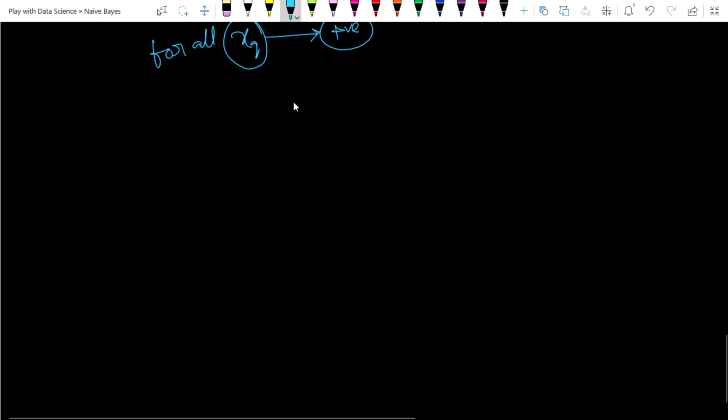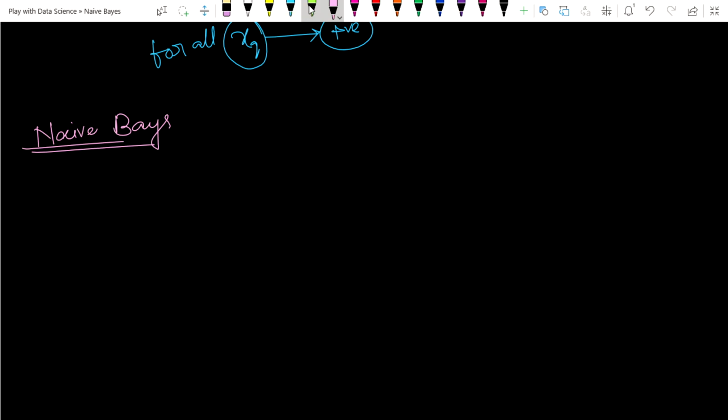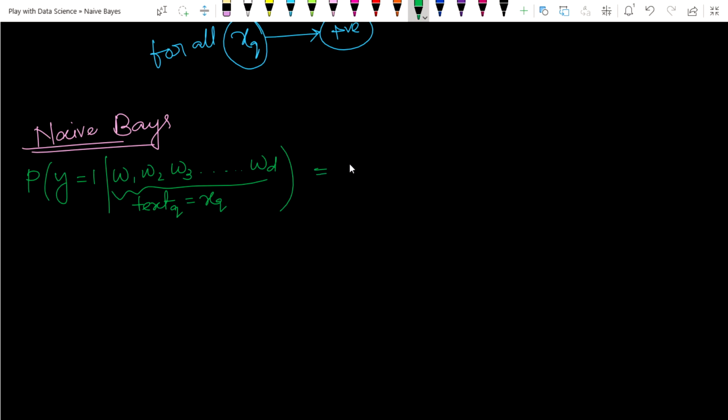In naive Bayes, what are we calculating? We are interested in calculating the probability of y equals 1 for a given query point. Suppose this is our query text. We are calculating the prior probability of class 1, and we are also interested in calculating the likelihood probability.